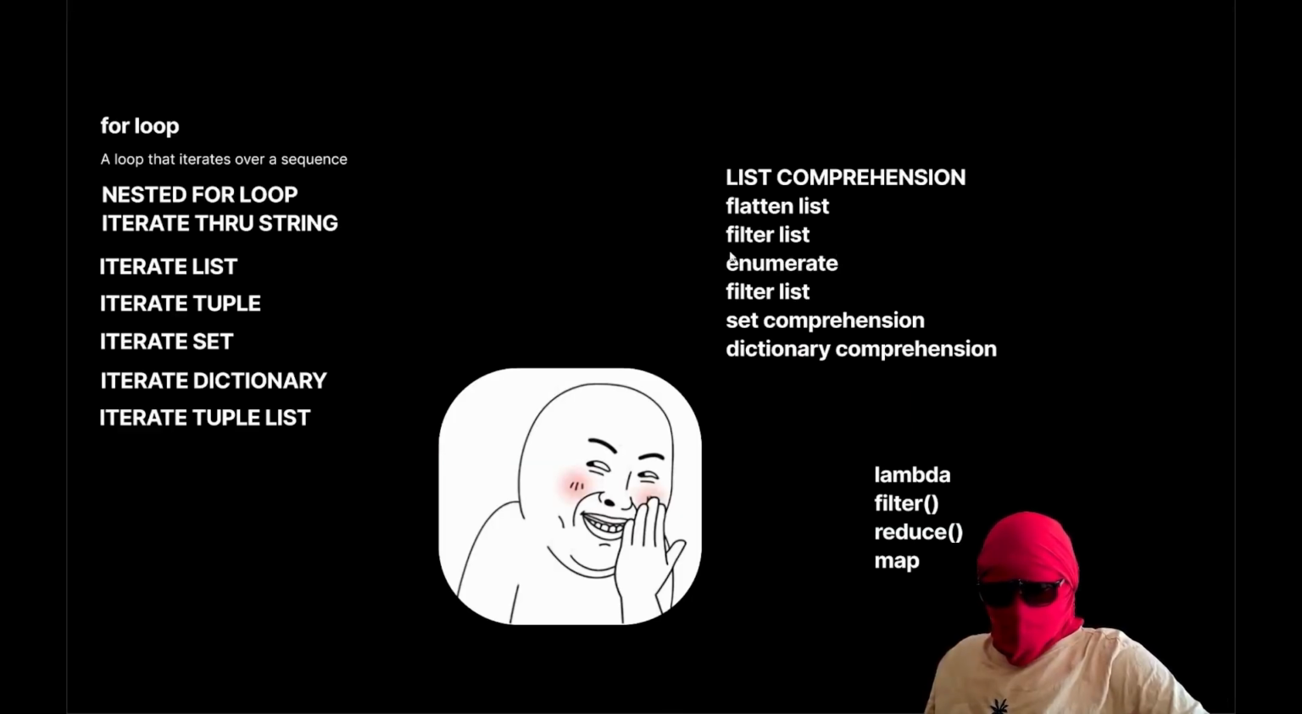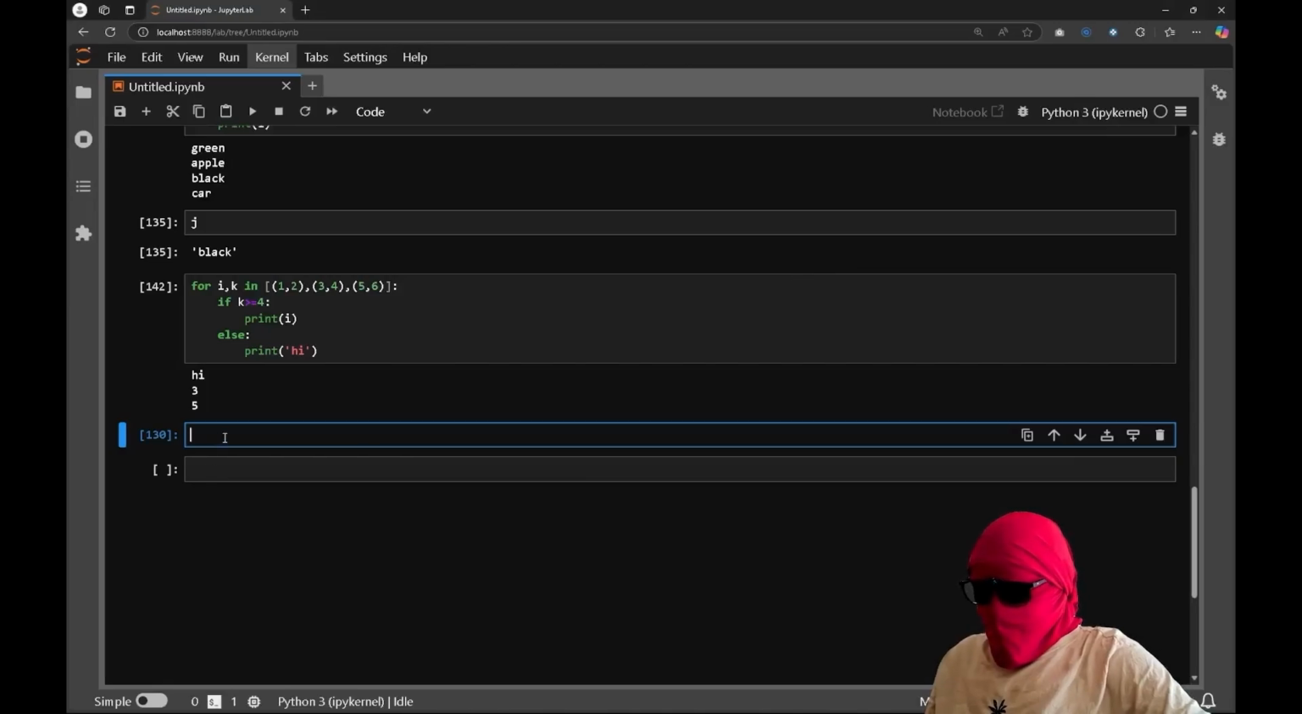Let's start with enumerate, because that is super important. So before we start, what does enumerate give you? Do you remember? Enumerate gives you the index along with the value.